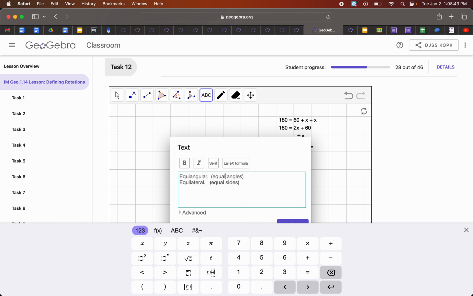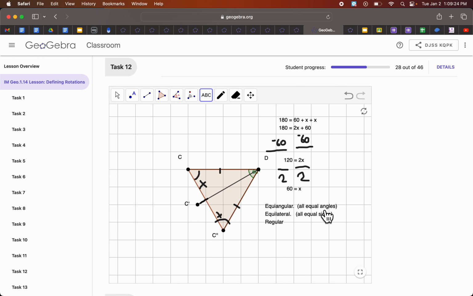This is all equal angles, and all equal sides. So if both of those things are true, what we call it is regular. I know that's weird because it seems like something that's regular would be totally ordinary. But in this case, regular means that everything is the same about it. In other words, the angles are all the same, the sides are all the same. That's what kind of triangle that is.